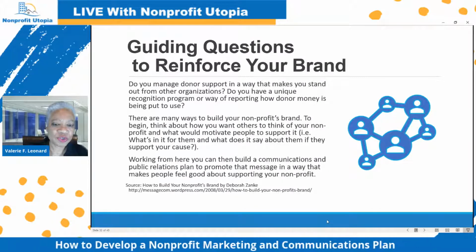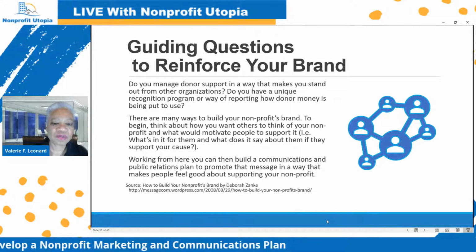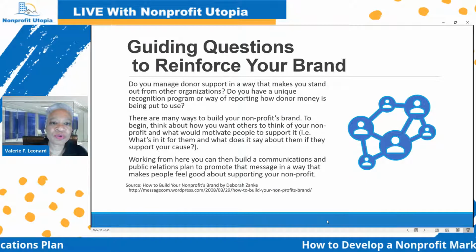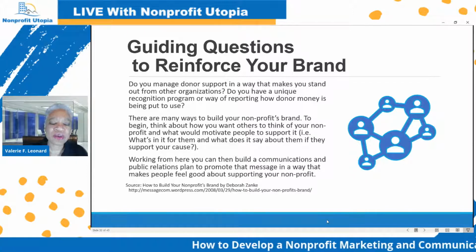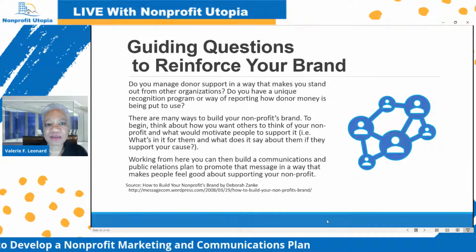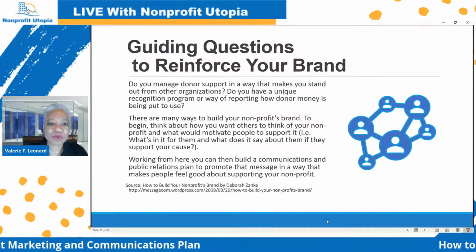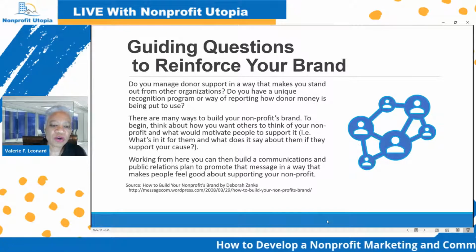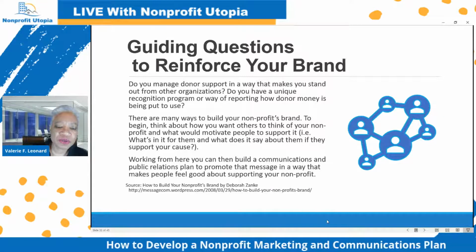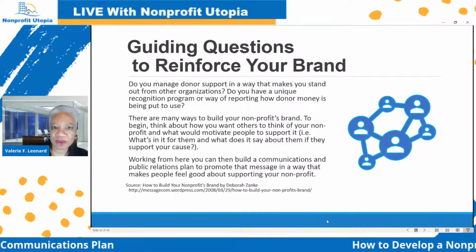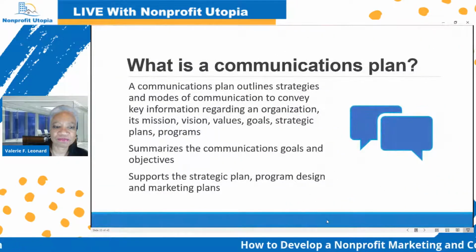And you want to make sure too that people understand what's in it for them and why they should support your cause. So it's not about you, the organization. It's always about your client. It's always about the donor and what they're trying to achieve. It's always about the client and how you're going to help them make their transformation. So working from here, you can then build a communications and public relations plan to promote that message in a way that makes people feel good about supporting your nonprofit.